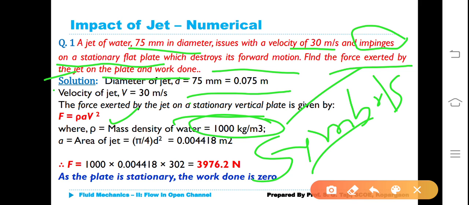Where A is equal to the area of the jet, you calculate because the diameter is given. That works out to be equal to 0.004418 meters squared. Therefore, F is equal to, if you substitute the value, 3976.2 newtons. As the plate is stationary, work done is 0. Is it clear?